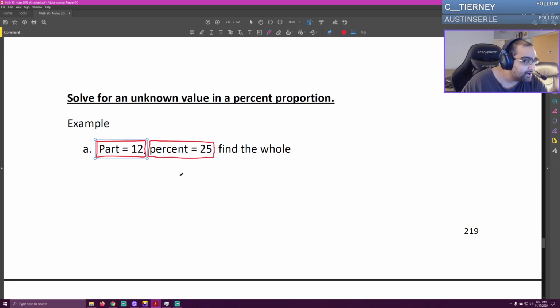So we have a part, which equals 12 in this case, a percent, which equals 25 in this case, and it says find the whole. Well, what does that mean? Let's talk about the setup to these problems, because the setup to these problems is going to be all the same. And here's how we're going to do that.